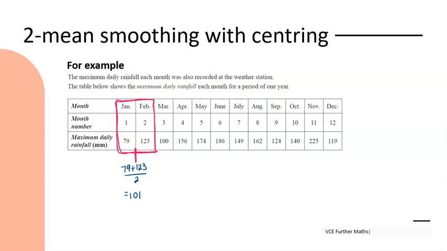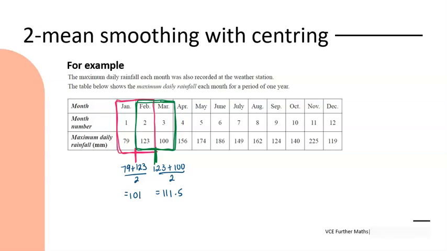The second step is going across one value. Now we're talking about February and March, and so I'm looking at this group of 2. My answer will line up in the middle of February and March, or time code 2.5. Again, I'm adding those values, 123 plus 100, divided by 2, to get the mean value of 111.5.